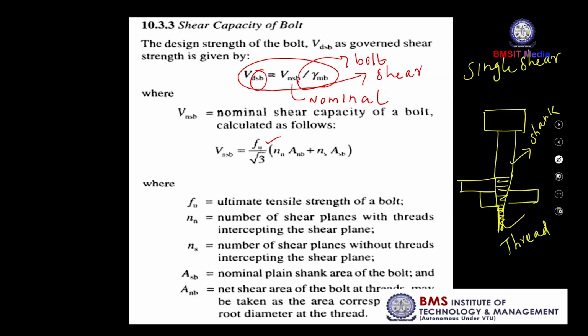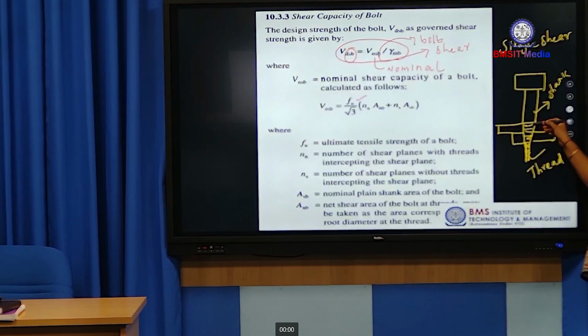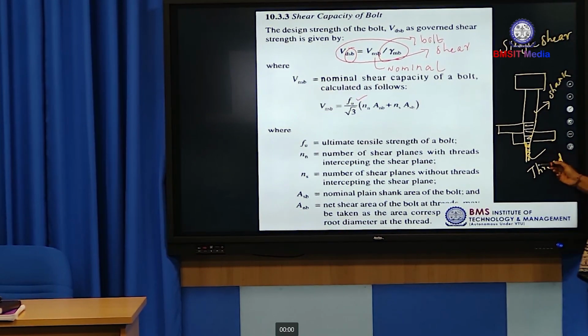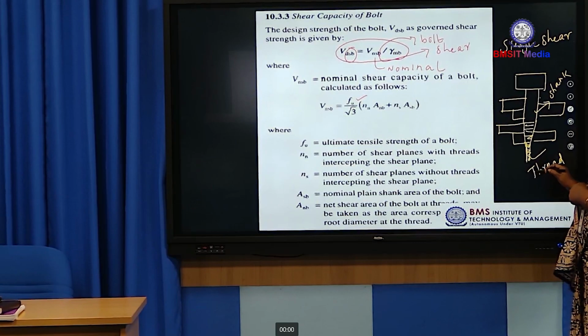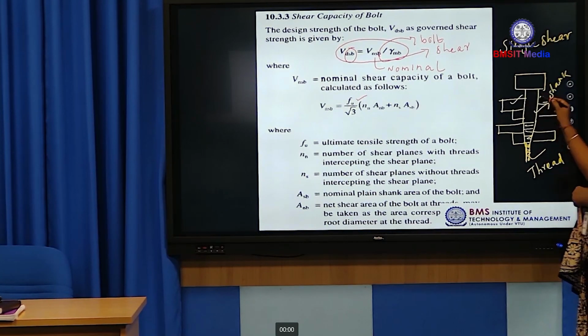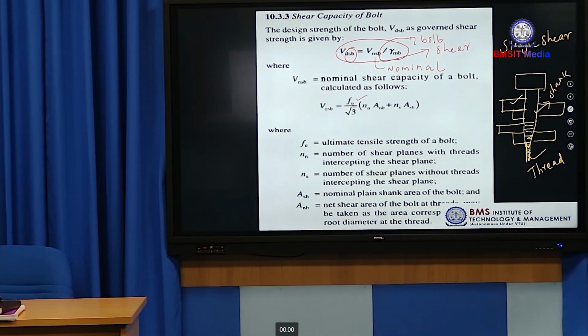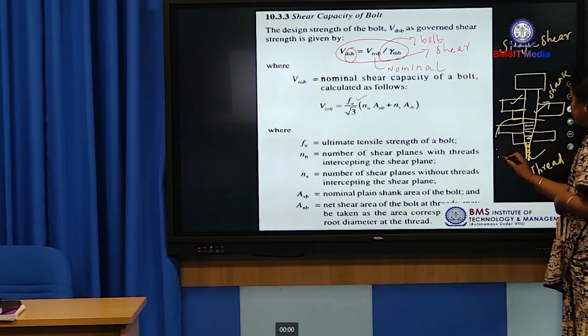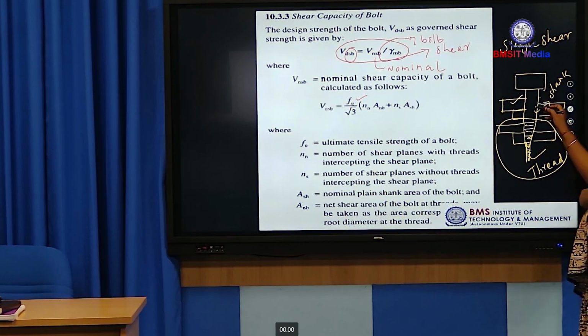See here, there are two chances. One is that the thread passes through the shear plane. Otherwise, the shank area passes through the shear plane. Two things are possible. The first one is the thread area passes through the shear plane. This is the shear plane. Another one is the shank portion passes through the shear plane.